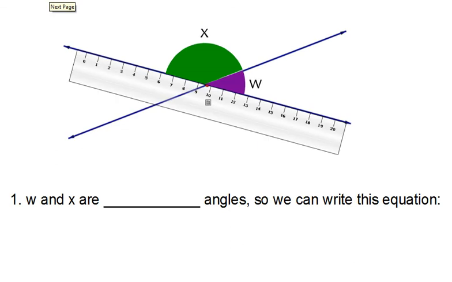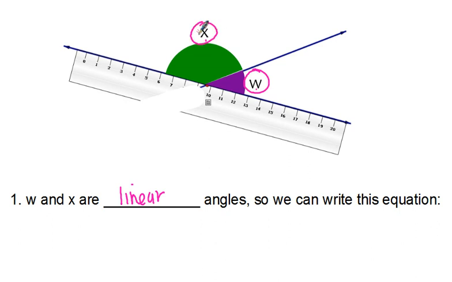First thing to notice is that w and x are making up a straight line. I'm going to hide the part that's not involved in that, so we can ignore this right here. And we see that x and w are making a line, so we will call them linear angles. Linear angles make a line. And so we can write down an equation that's about w and x. In particular, w and x together should make 180 degrees.